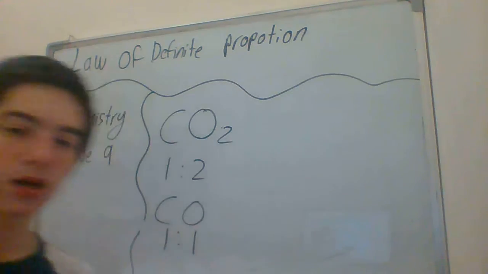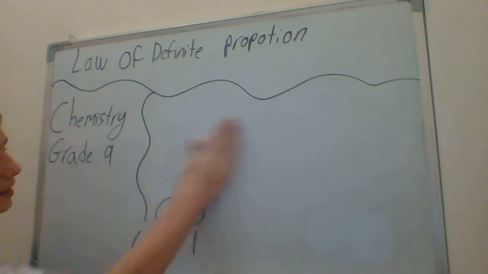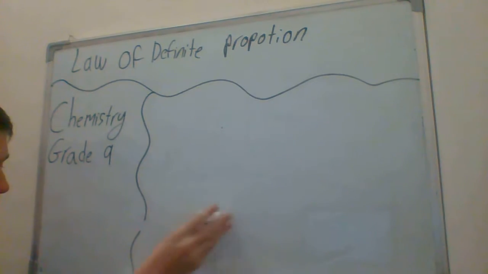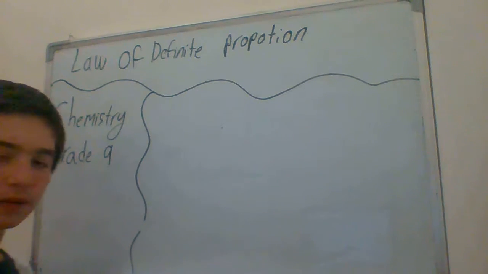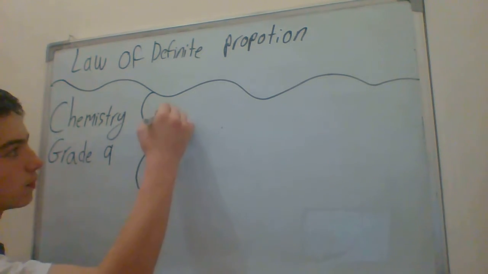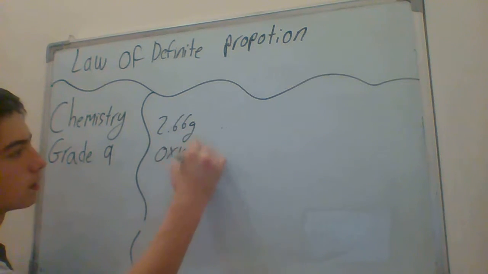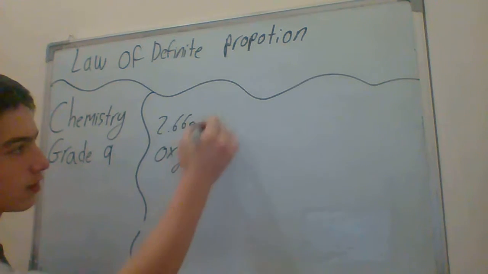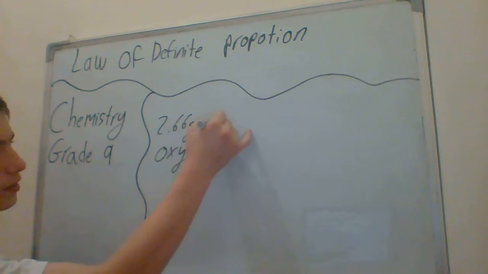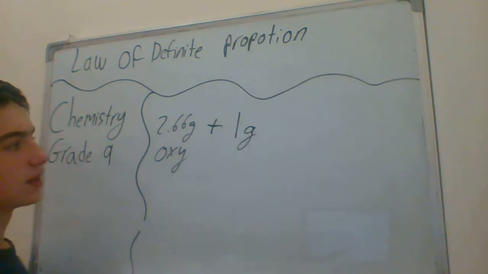Another example can come as this. If I give you grams of oxygen, how many grams of carbon do I need to form carbon dioxide? So if I give you 2.66 grams of oxygen, how many grams of carbon should I combine with to get carbon dioxide? You're going to tell me 1, because this is the ratio that we need.